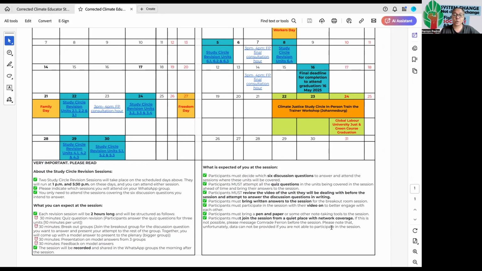next 30 minutes. So we'll come back together for 30 minutes, and you'll present your model answers. We'll give you feedback in the last 30 minutes. That session will be recorded and also shared, but that is how the session will run. So it will be participatory, you'll come prepared, and you'll see what other comrades have written, and then I'll give you feedback and support. Okay.